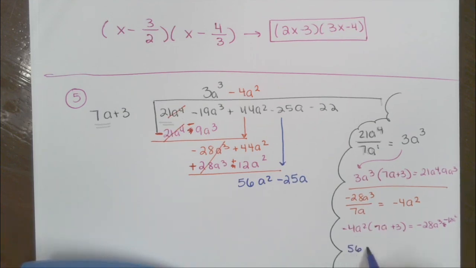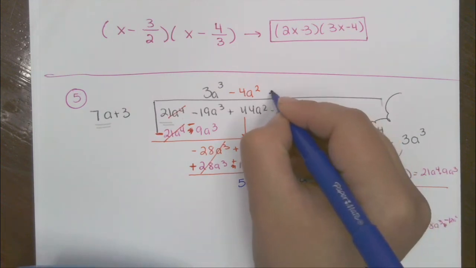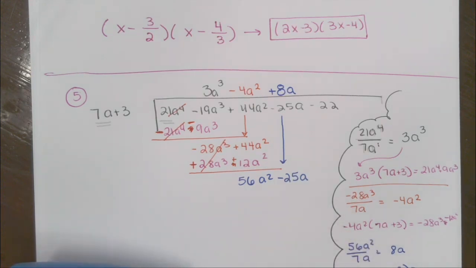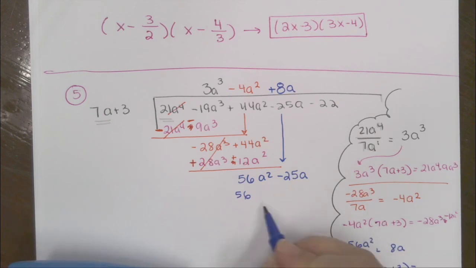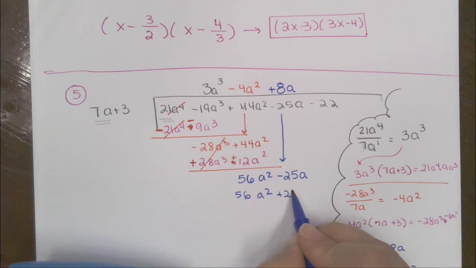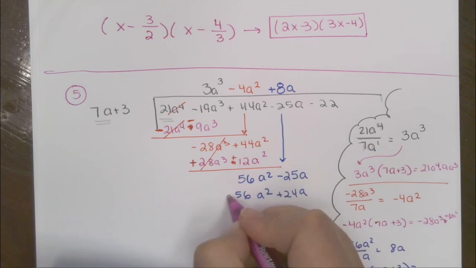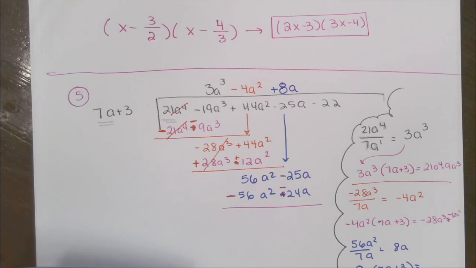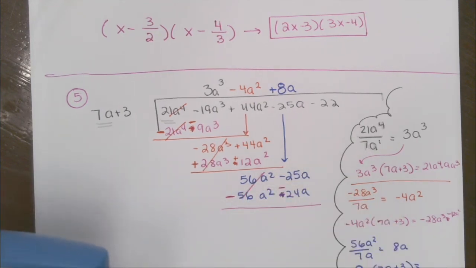So we got 56a squared divided by 7a. 56 divided by 7, I get an 8a. So writing 8a here. 8a multiplied by 7a plus 3, we get 56a squared plus 24a. Oh, I like that. I like that a lot. 56a squared plus 24a. Again, I'm going to go in and physically change my symbol so I know. See, but that went bigger again. Okay. That goes away. Negative 25.